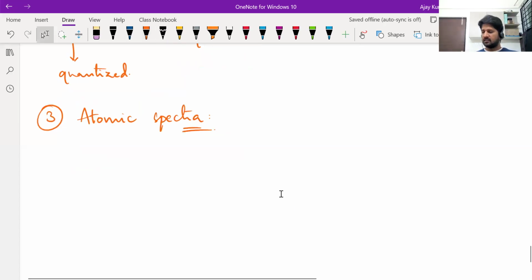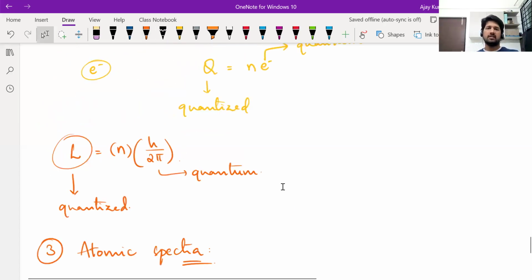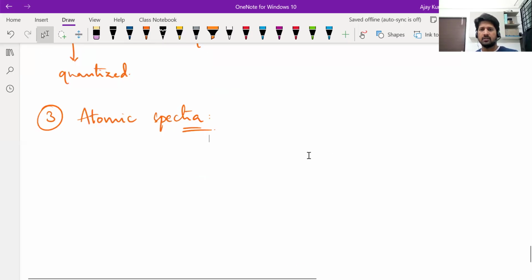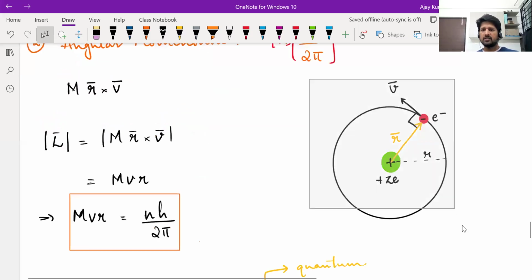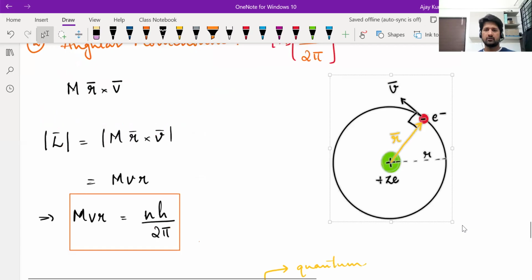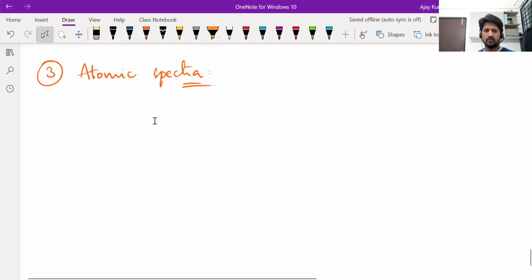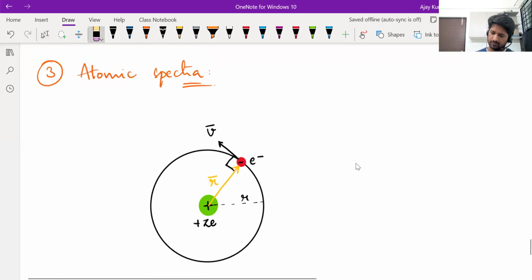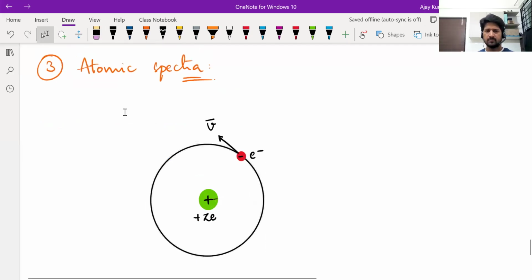Now see, there are only certain orbits in which the electron is stationary, meaning the electron can revolve without emitting radiation. Such orbits should satisfy this condition: mvr should be equal to nh by 2 pi. So you consider a few electron orbits like this. Let's say this is one orbit that you see here. You can consider another orbit, maybe bigger than this.